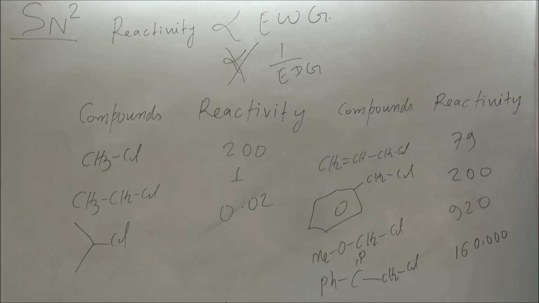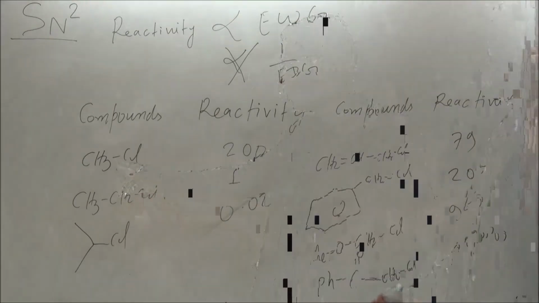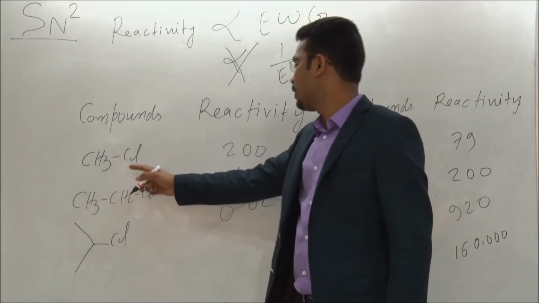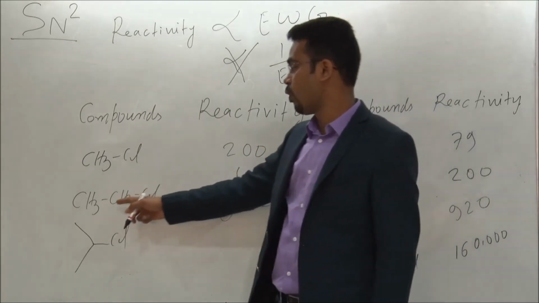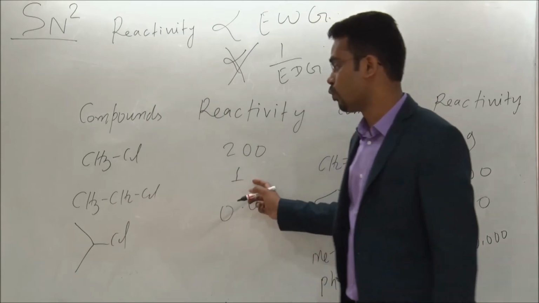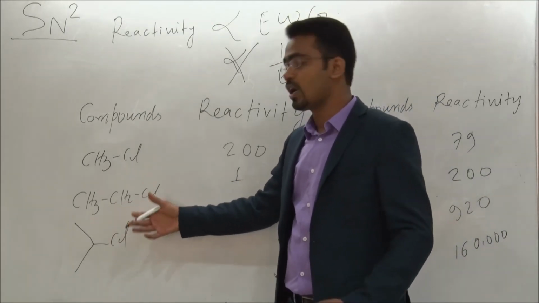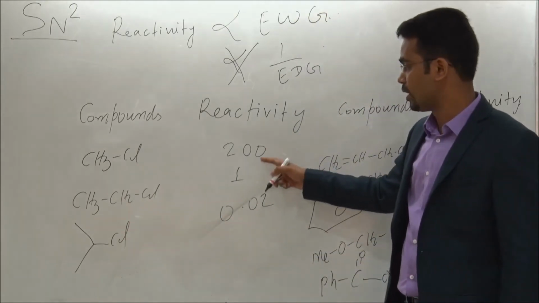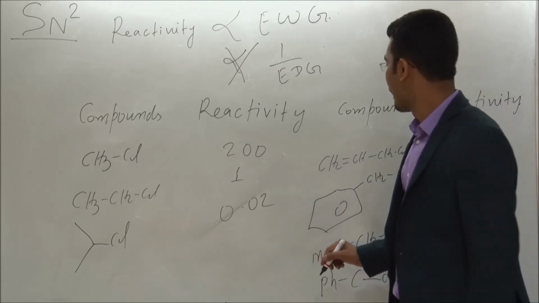So write a table. See here, this is without degree alkyl halide. Therefore, the reactivity of CH3Cl is 200. While this is 1 degree halide, reactivity is 1, and this is isopropyl. So steric crowding increases, therefore reactivity decreases. See here, 200, 1 and 0.02.